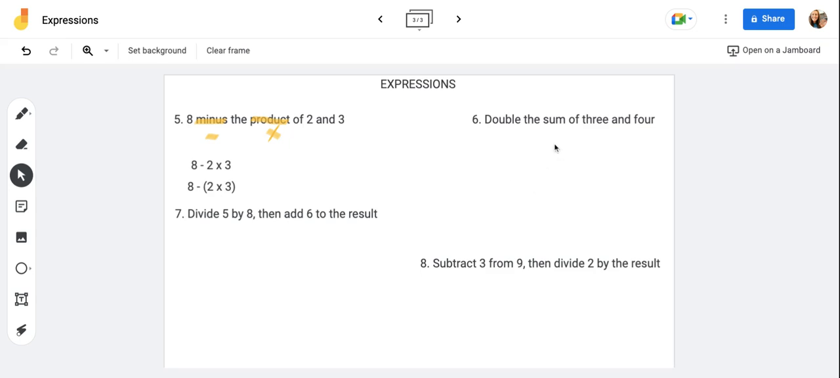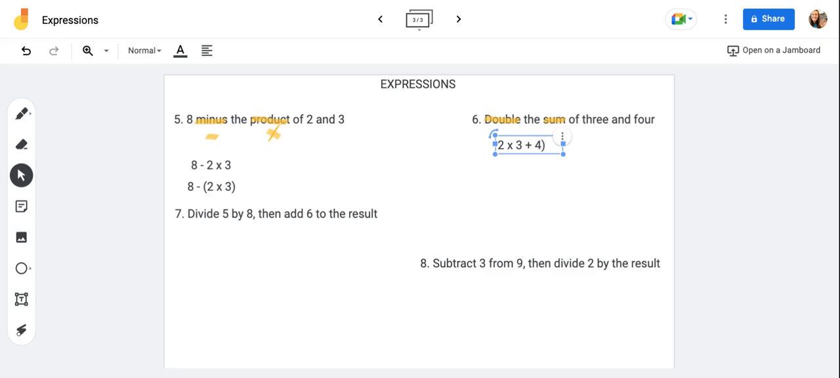For number 6, it says double the sum of 3 and 4. So again, I want to highlight those math words. So I have double and I have the word sum, and I need to write those both as an expression. So the first thing is double. So I know that that means 2 times. And then I have the sum of 3 and 4. So that means that I have to add 3 plus 4. For this equation here, I am going to need parentheses. What am I going to need parentheses around?